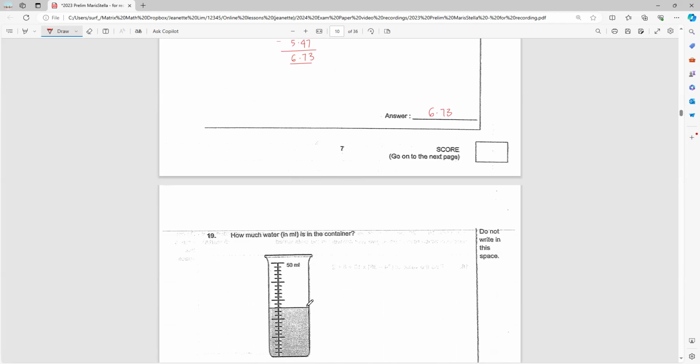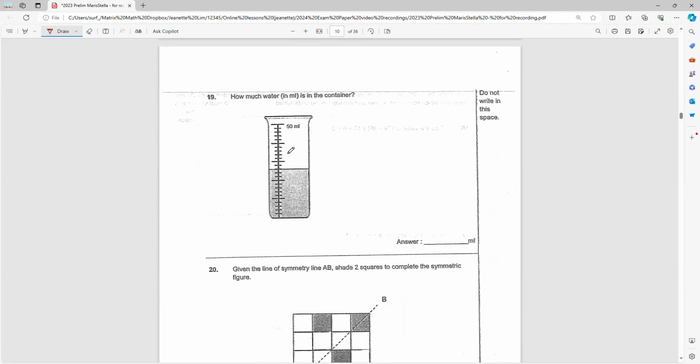How much water is in the container? Okay, so read off the container. What do we have? We have 50 ml, so every 10, 20, 30, 40, 50. Every interval, there are 1, 2, 3, 4, 5, 5 intervals. So 2, 4, 6, 8, 10. Okay, every interval is a 2. So this is a 22, 4, 6, 26.